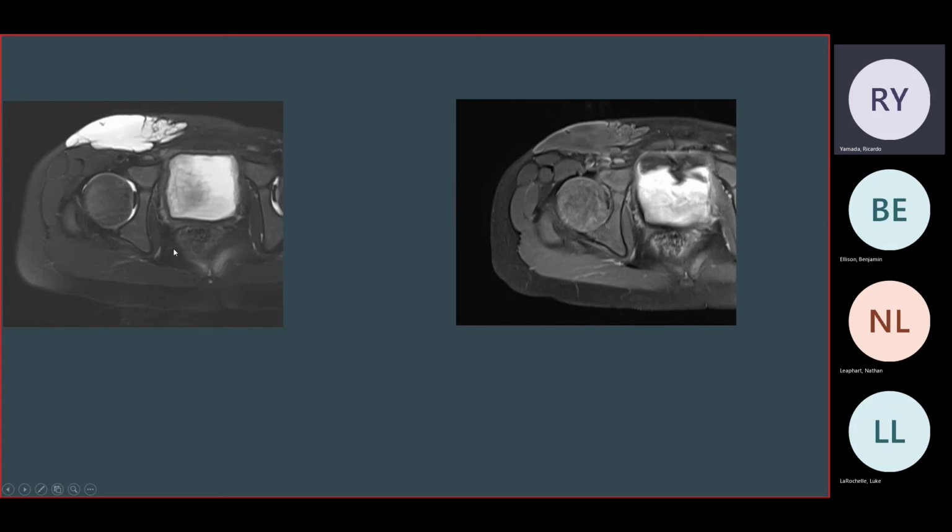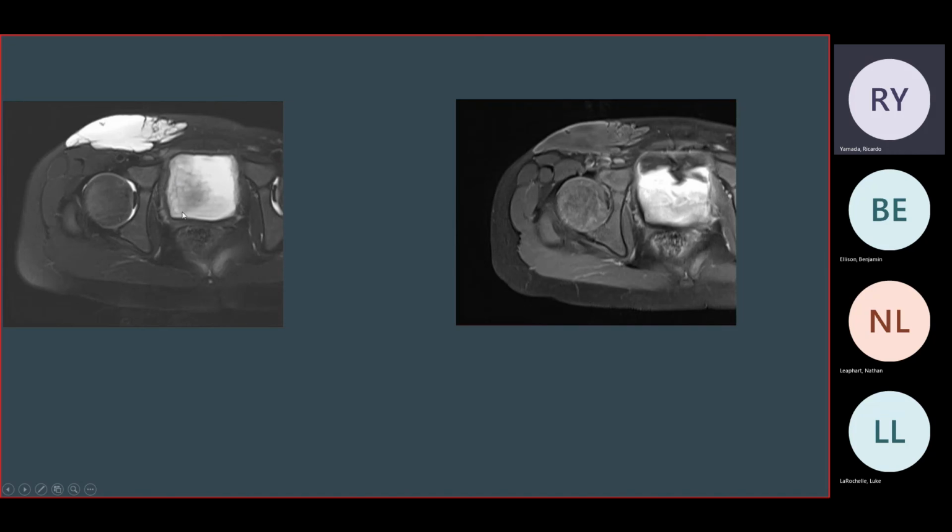And then we got the MRI to confirm the extension of the lesion, how deep the lesion goes, and if there's any involvement of deeper structures such as muscles, bones, and inside the pelvis. And that's the main reason to get the MRI.